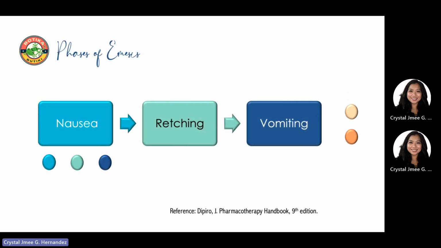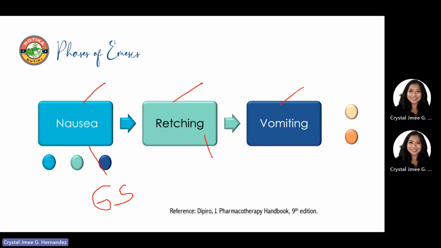Now we move to the phases of emesis. So normally we have three phases. We have nausea, retching, and vomiting. Again, as we have mentioned, when we say nausea, that's the imminent need to vomit. And normally this is associated with gastric stasis, or the slowing of movement of the gastrointestinal tract. Now, when we say retching, this is attributed to the labored movement of the abdominal and thoracic muscles before vomiting.